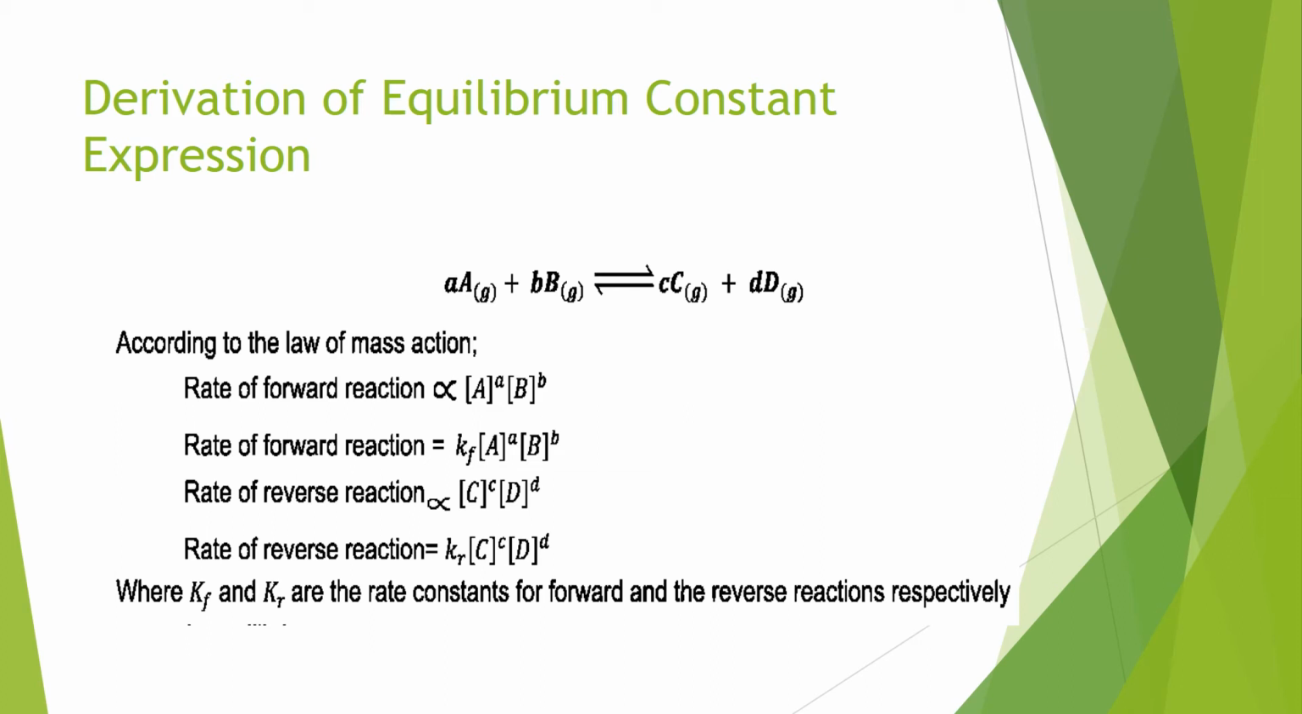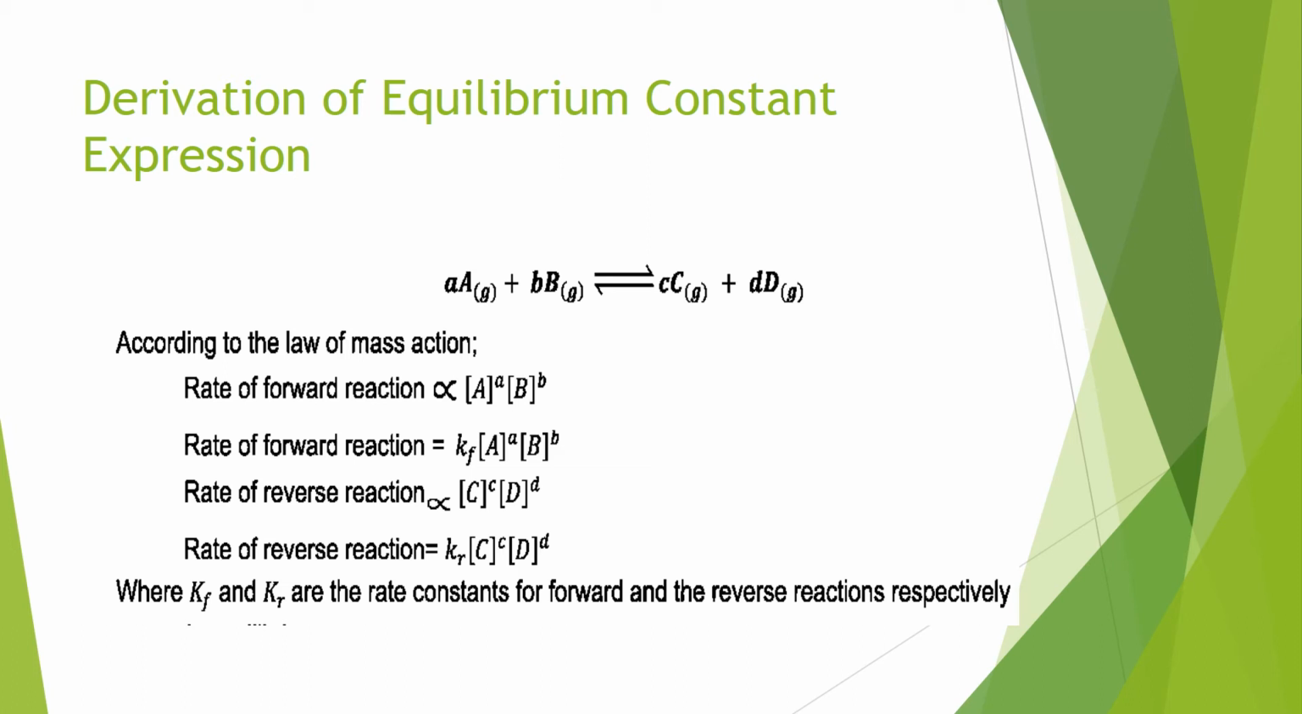How can we derive the equilibrium constant expression? For this purpose, we will take this general reaction, small a capital A plus small b capital B, which gives the products small c capital C and small d capital D. These small a, b, c and d show the number of moles of these substances.